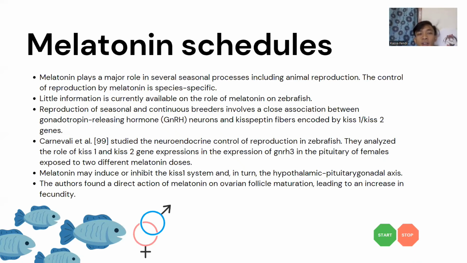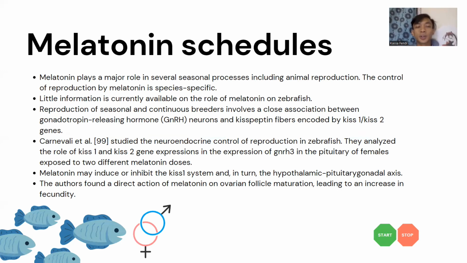Reproduction of seasonal and continuous breeders involves a close association between gonadotropin-releasing hormone (GnRH) neurons and kisspeptin fibers encoded by the KISS1 and KISS2 genes. Carnevale et al. studied the neuroendocrine control of reproduction in zebrafish. They analyzed the role of KISS1 and KISS2 gene expression in the expression of GnRH3 in the pituitary of females exposed to two different melatonin doses.